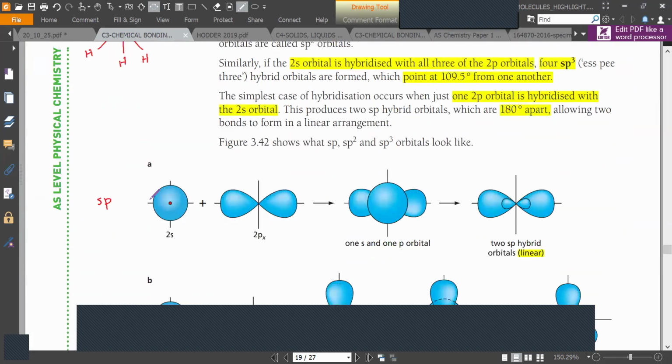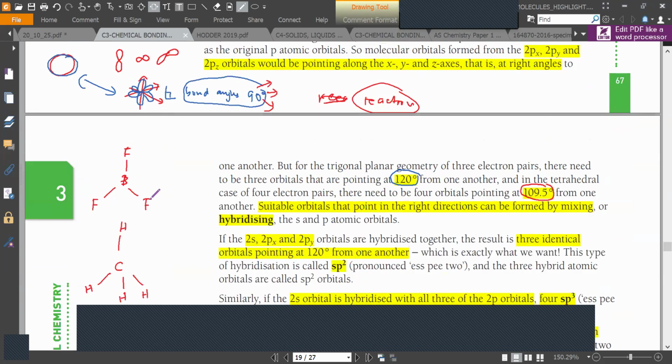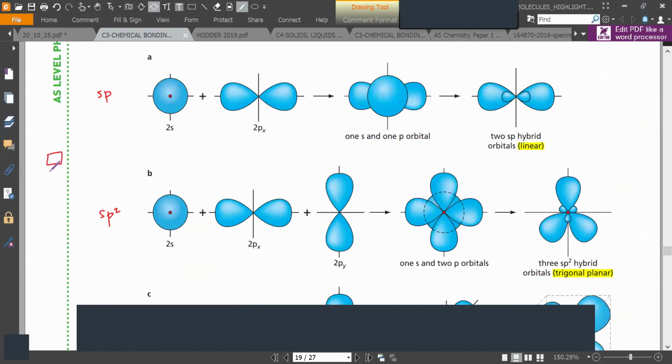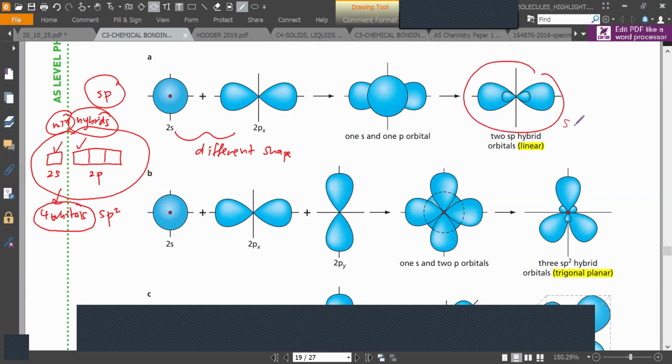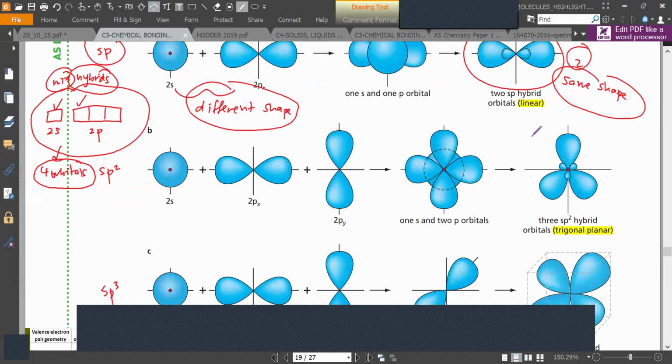What it means is this: we have the 2s and 2p, in total 4 orbitals. They will mix first, they will hybridize, before they react. For example, in sp hybridization, they take one s and one p and mix them together. They start with different shapes, and after they mix they become the same shape. So we start with 2 and end up with 2: 2 different shapes become 2 of the same shape.